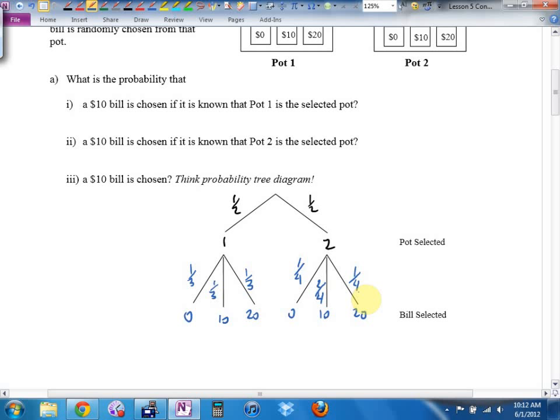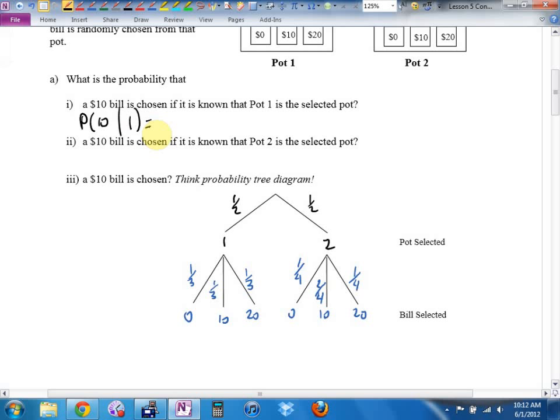Now let's answer the questions. A, part 1. What's the probability that a $10 bill is chosen if it's known that pot 1 is the selected pot? What this is saying is, given that you know you're in pot 1, what's the probability that it's a $10 bill? That's a number that I can lift right from the tree.